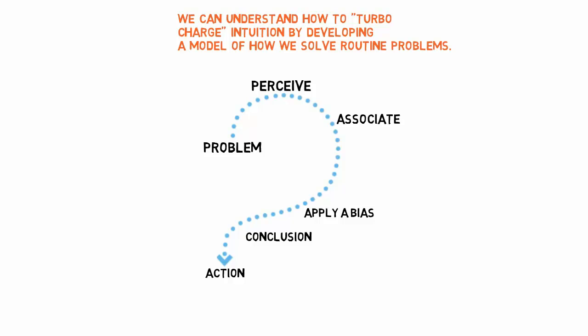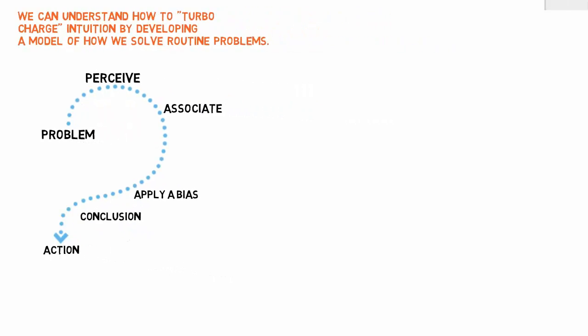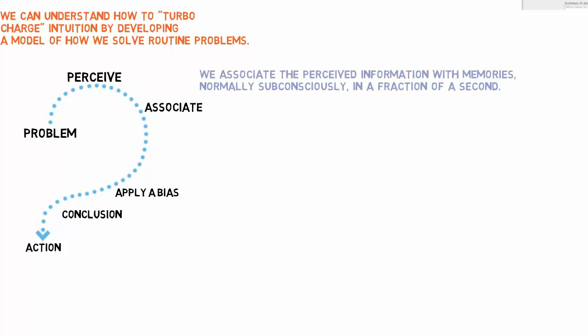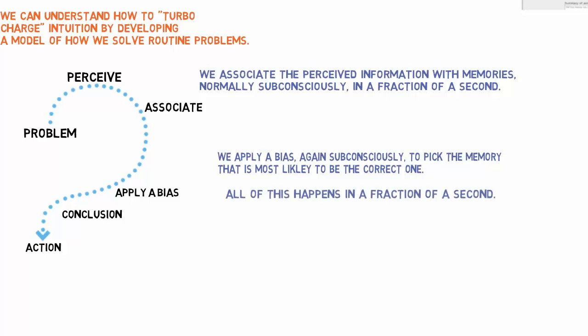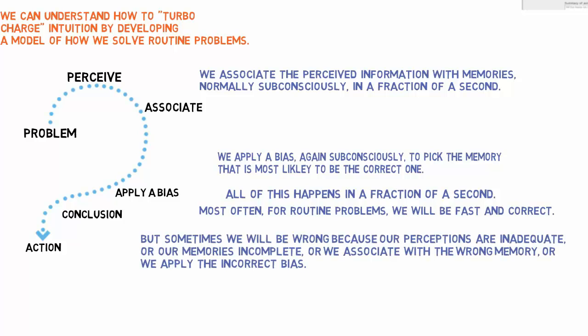We associate the perceived information with memories, normally subconsciously and within a fraction of a second. We apply a bias to filter unimportant memories out and select the one that is most pertinent, which then helps us form a conclusion that we act on. This process works most of the time because we tend to run into problems that we have somehow experienced in the past.